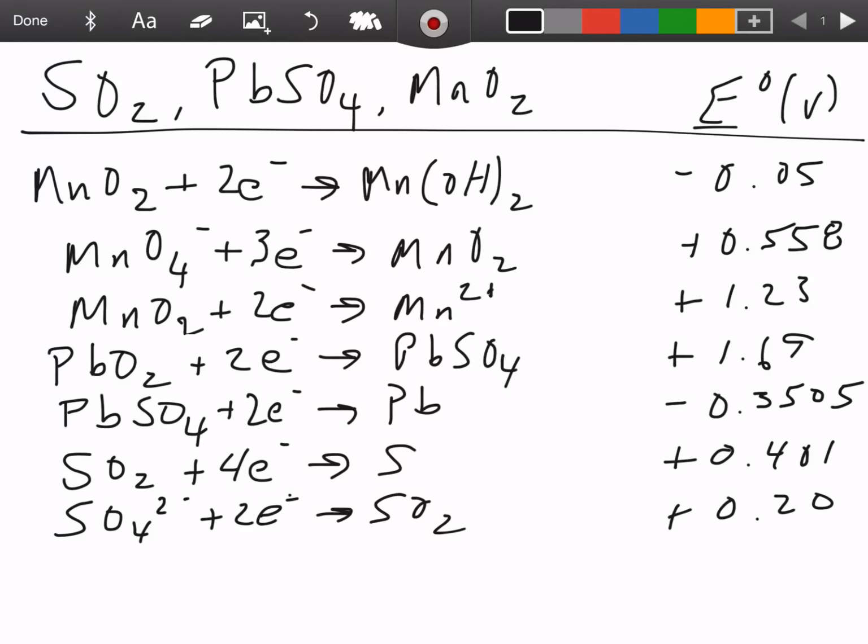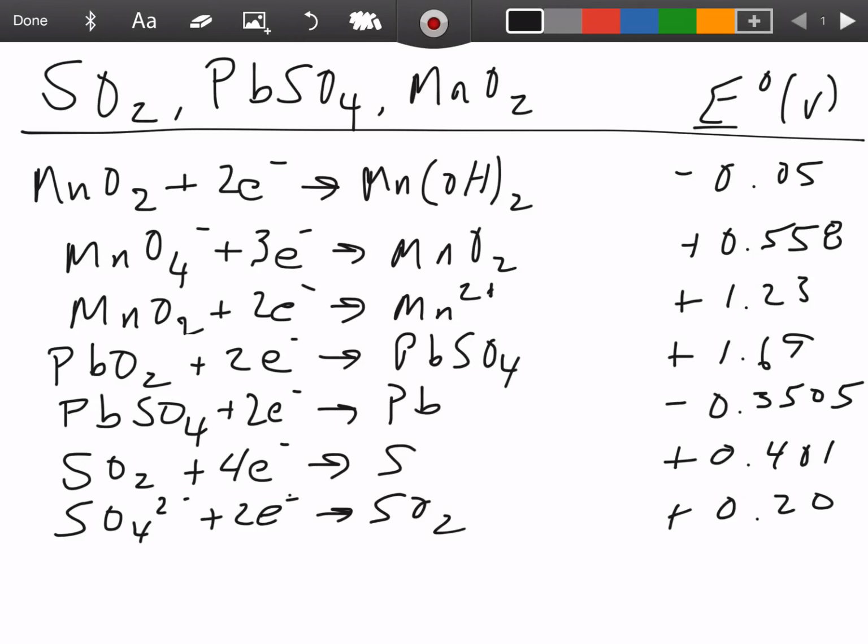I want to know which of those is the best oxidizing agent. Remember that if E is a positive value, then it is a spontaneous reaction. Now I've just written half reactions here, so I can't say that these reactions are spontaneous or not. The half reactions can lend you towards spontaneity. But of all of these, which one gives you the best oxidizing agent?